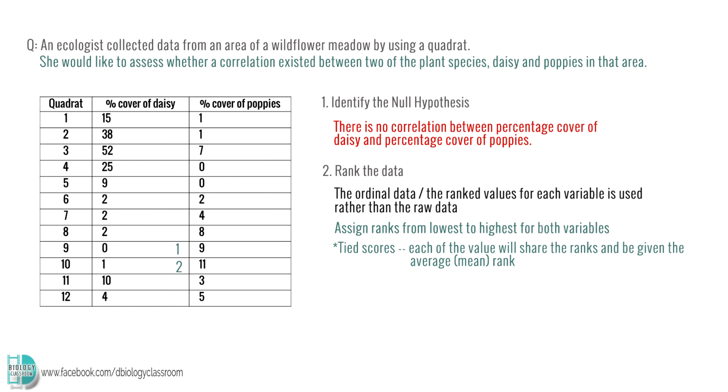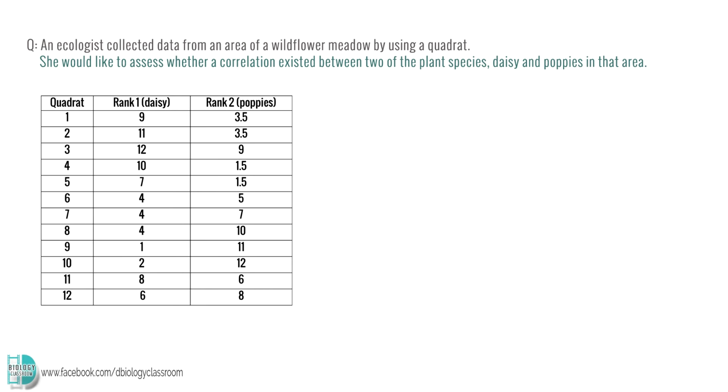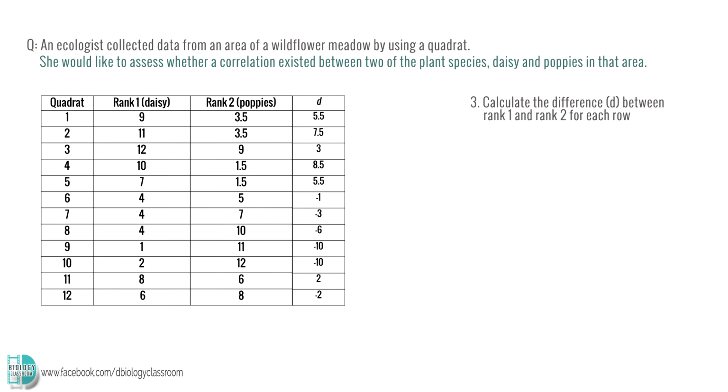In this column, quadrats 6, 7, and 8 are 2%. The ranks here should be 3, 4, and 5, so all of the quadrats get the average rank, which is 4. After all of the values are ranked, calculate the difference, D, between rank 1 and rank 2 for each row. Then, calculate D squared for each row and find the sum.